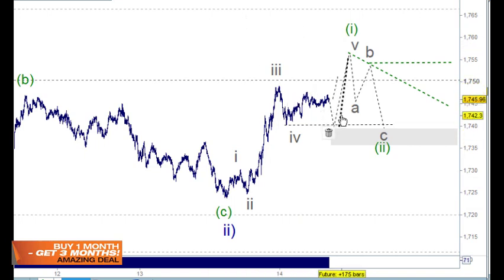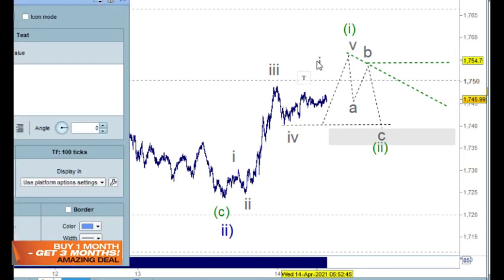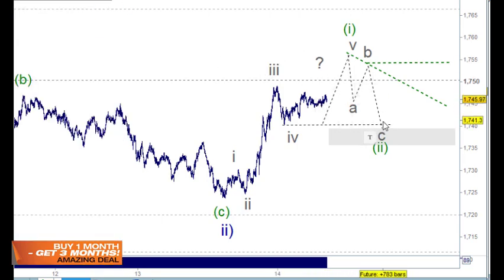Let me just clean this up here. So one way or another, we want that fifth wave to come in there. That's what you need to see, because at this stage, this could be just corrective. This could be an ABC pattern here. So we need to see that fifth wave come in here, and then the ABC pattern here.